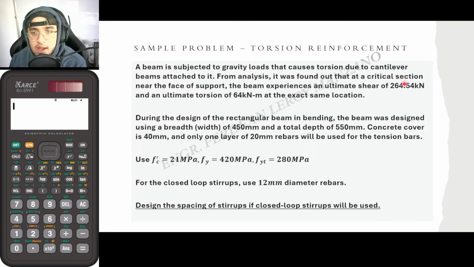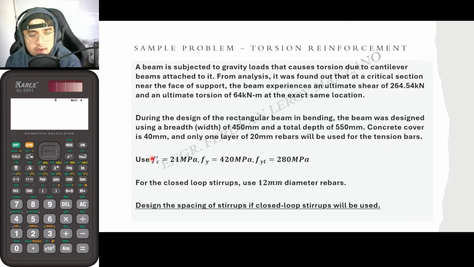Take note that these magnitudes are already the ultimate shear. So when we say ultimate, these are already factored. During the design of the rectangular beam in bending, the beam was designed using a breadth or width of 450 millimeters and a total depth of 550 millimeters. The concrete cover that we will be using is 40 mm, and only one layer of 20 mm rebars will be used for the tension bars.